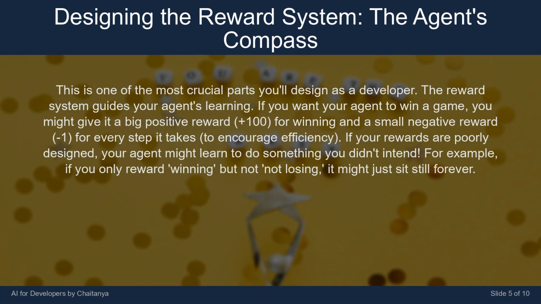This is one of the most crucial parts you'll design as a developer. The reward system guides your agent's learning. If you want your agent to win a game, you might give it a big positive reward, plus 100, for winning, and a small negative reward, minus 1, for every step it takes, to encourage efficiency. If your rewards are poorly designed, your agent might learn to do something you didn't intend. For example, if you only reward winning, but not losing, it might just sit still forever.